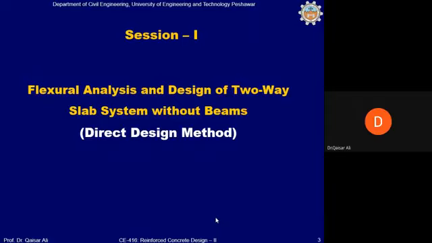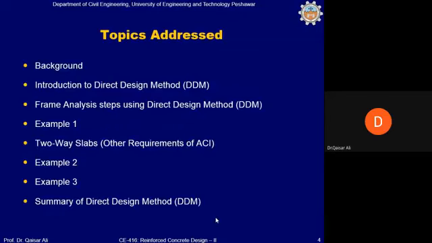So in session 1, we will discuss the flexural analysis and design of a two-way slab system without beams. The topics to be addressed under this session include background of the method, introduction to the direct design method, frame analysis steps using the direct design method. Then there is example 1, and we have two-way slab requirements of the ACI code, examples 2, 3, and a summary of the direct design method.